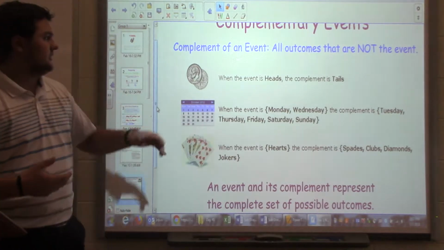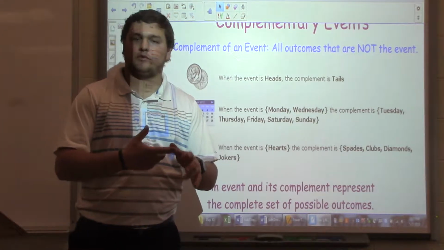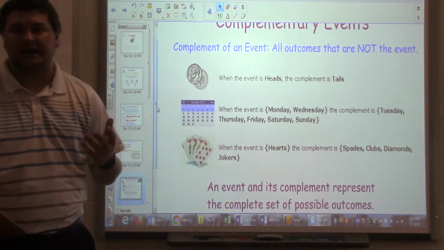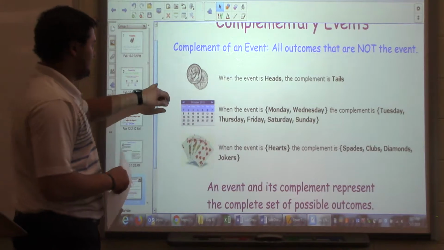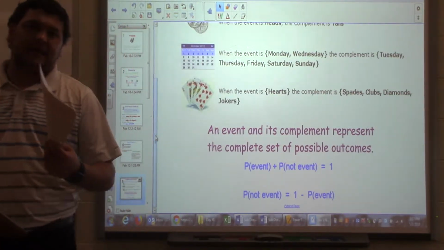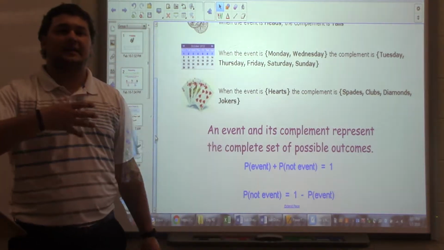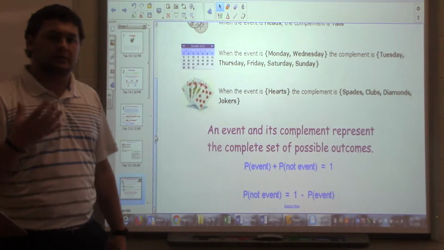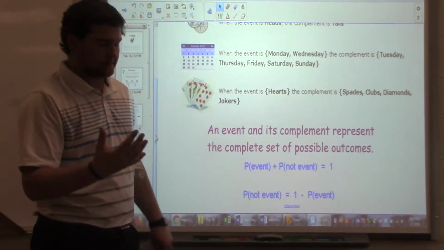Right? If the event was rolling a 1 on a die, the complement would be rolling a 2, 3, 4, 5, or 6. Anything that's not what we want would be our complement. So, an event and its complement represent the complete set of possible outcomes. So anytime I add an event and not the event, or I add the event and the complement, it should equal up to 1 if I'm talking about fractions or decimals. It should equal up to 100 if I'm talking about percentages.